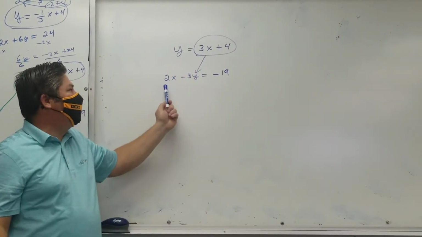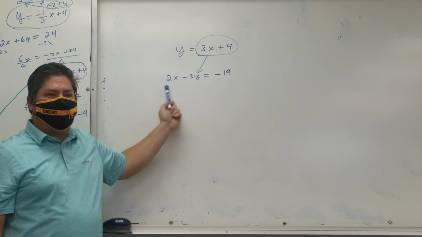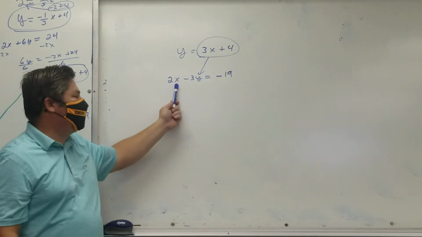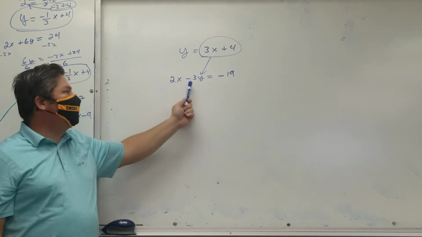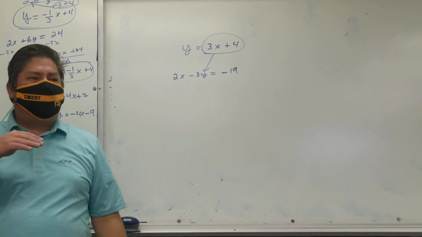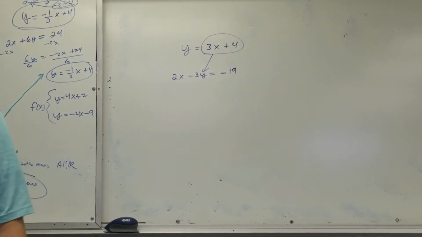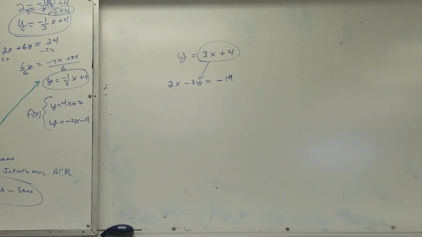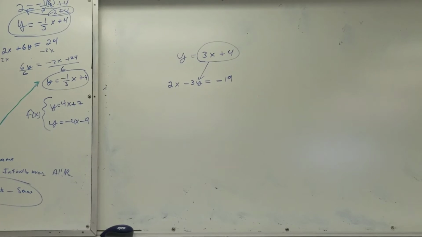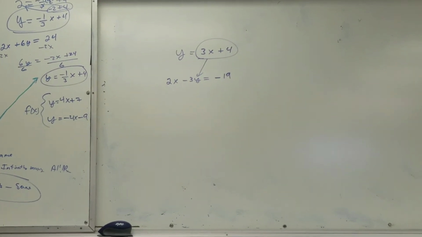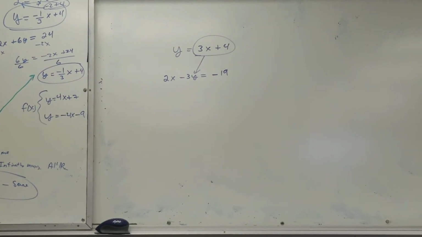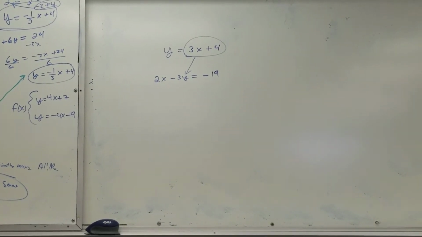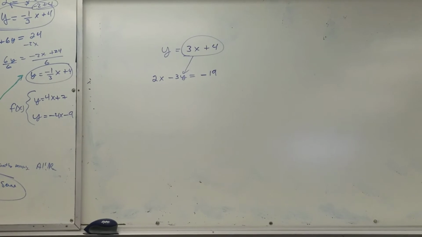3x plus 4. Now, think about this. How many variables are in this equation? There's 2. There's an x and a y. Can I actually get a numeric value for x and y with just one equation and 2 variables? Think about what I'm asking there. Can I get a numeric value, meaning that it's equal to a number, for an x and a y with only one equation and 2 variables?